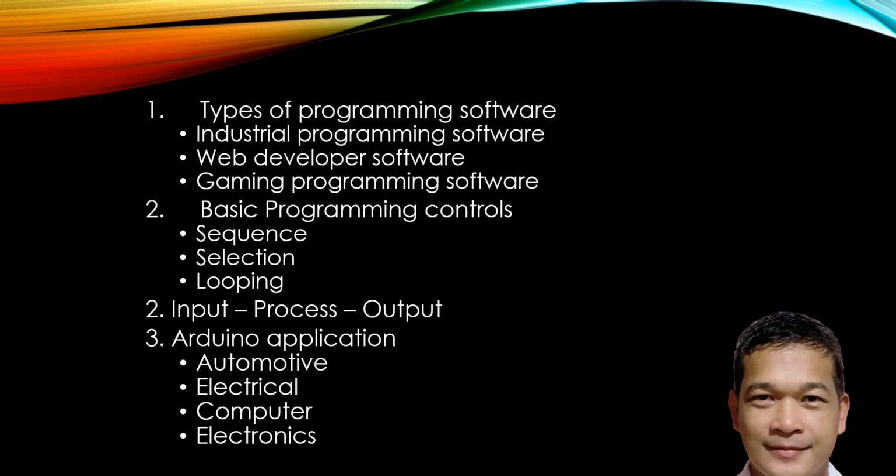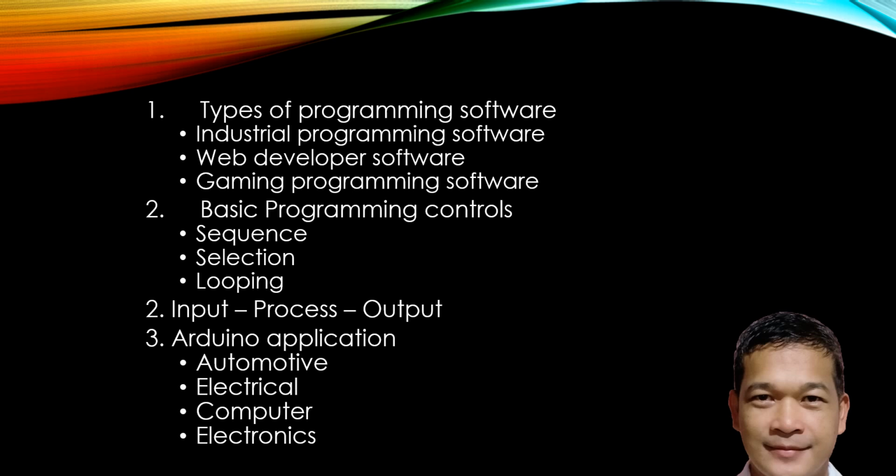So, the types of programming software. We have three types. First, the industrial programming software, which is the one we will usually use in our programming controls subject. The second type is the web developer software, the one used to make websites. And the third type is the gaming programming software.